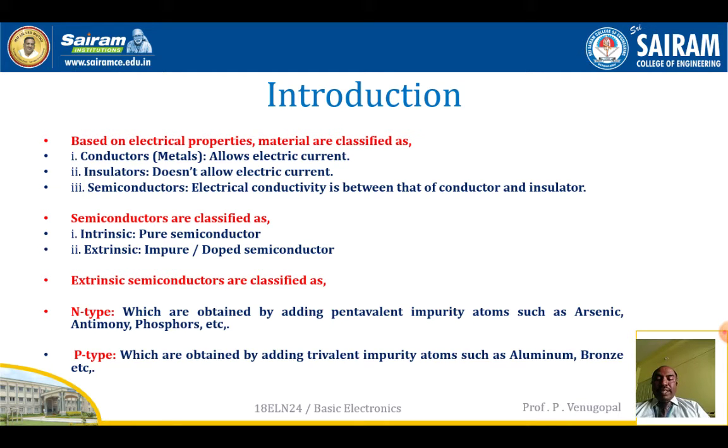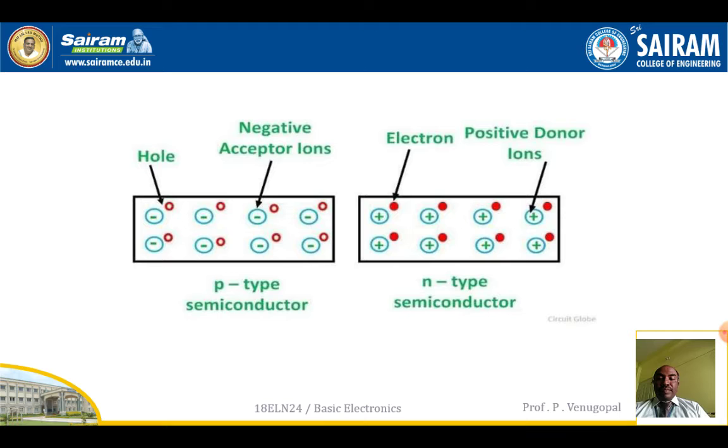Second is the P-type extrinsic semiconductor. This is obtained by adding trivalent impurity atoms such as aluminum, boron, etc. These trivalent impurity atoms are also called acceptor impurities. In the figure, you are observing the P-type semiconductor and N-type semiconductor. In the P-type semiconductor, holes are the majority carriers and electrons are the minority carriers. In the N-type semiconductor, electrons are the majority carriers and holes are the minority carriers.